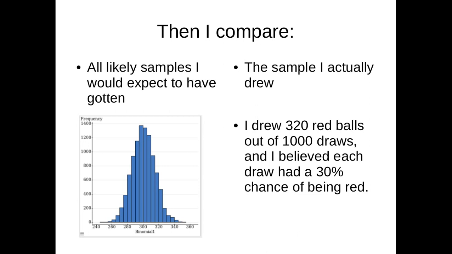Then you make a comparison. So for example, remember what we did before? We had, like, out of 1,000, each draw had a 30% chance of being red, or for each time we click the spinner, a 30% chance of being, actually I think it was supposed to be green, I don't know, but it's a 30% chance of success. And so this is what this bar graph looks like. Here's all the likely samples I would expect to have gotten.